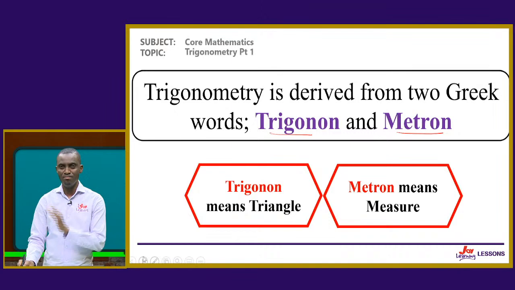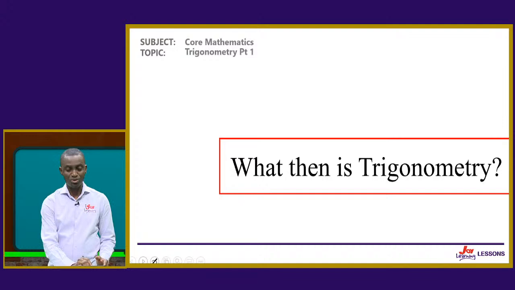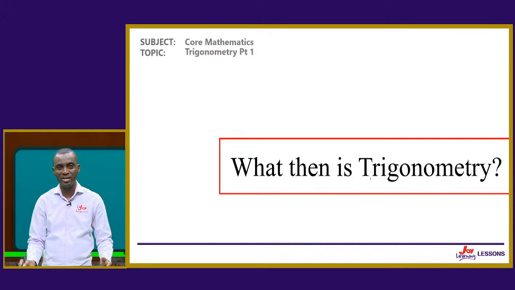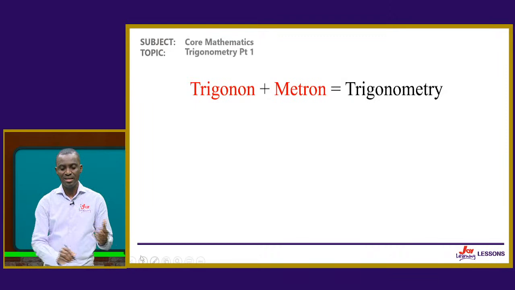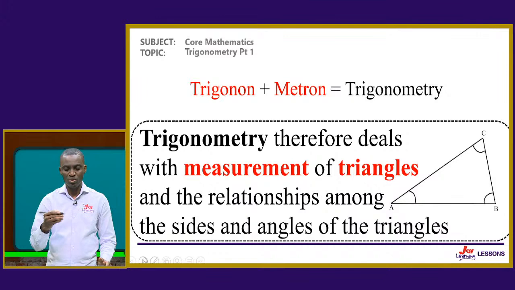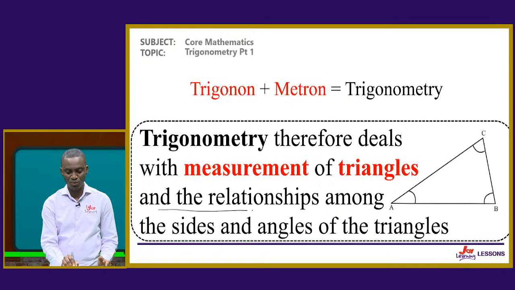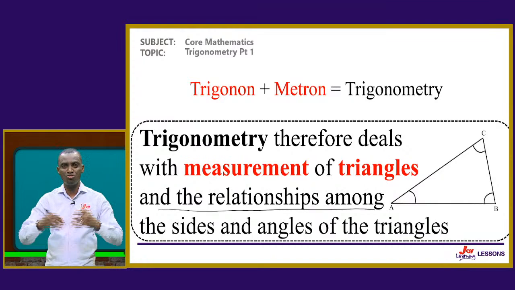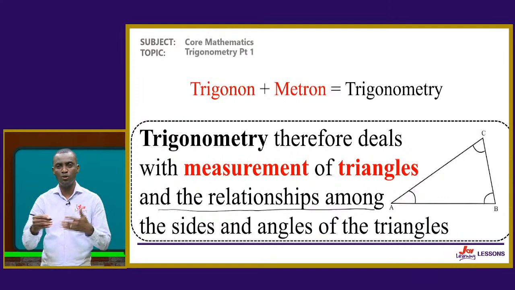So what is trigonometry? Triangle, measure. What is trigonometry then? I'm sure you can tell the answer. If trigonometry comes from the words trigonon and metron, and we are saying triangle and measure, and we put these together, what are we going to learn here? We can say that trigonon means triangle and metron means measure, we therefore say that we are dealing with the measurement of triangles and the relationship between the sides of a triangle and the angles of a triangle. So basically, we are going to look at triangles in general, and the relationship that the sides of triangles and their respective angles have.